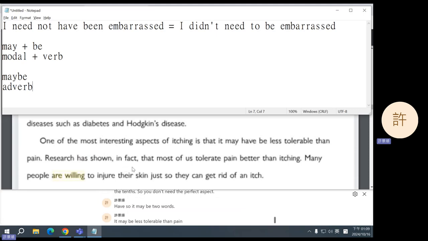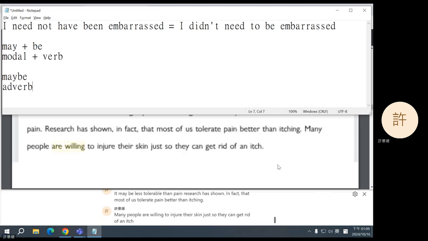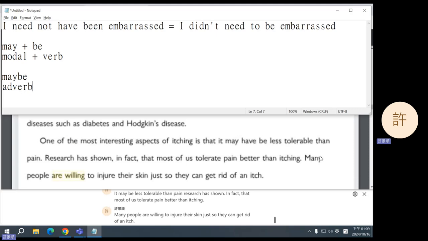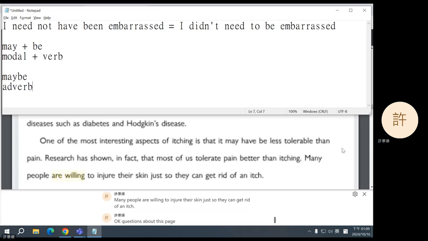Research has shown, in fact, that most of us tolerate pain better than itching. Many people are willing to injure their skin just so they can get rid of an itch. Okay, questions about this page? Yes.